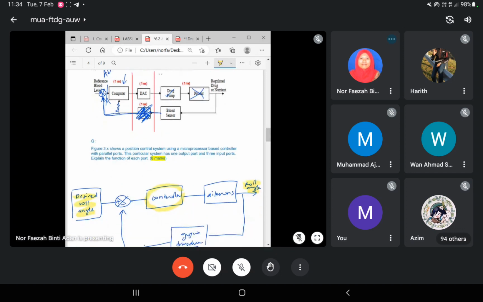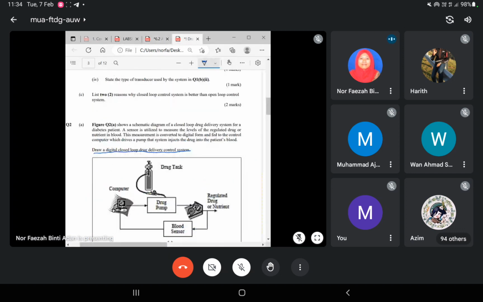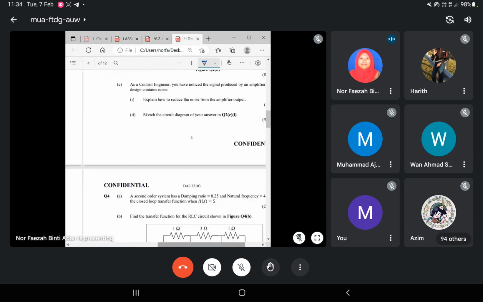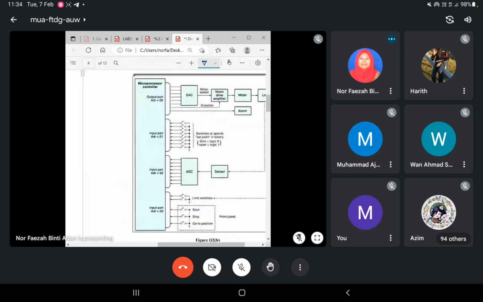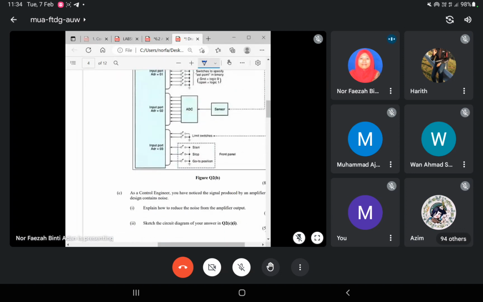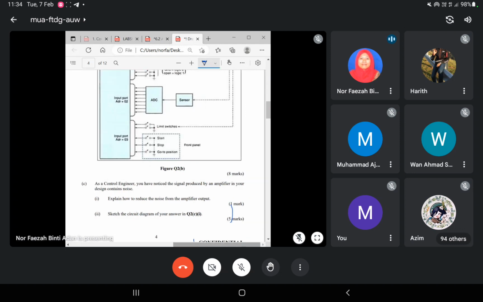Okay, and then ni apa soalan ni? Next question is okay. So this one kita skip. I'm not going to discuss that. Ada soalan tak for chapter 1?